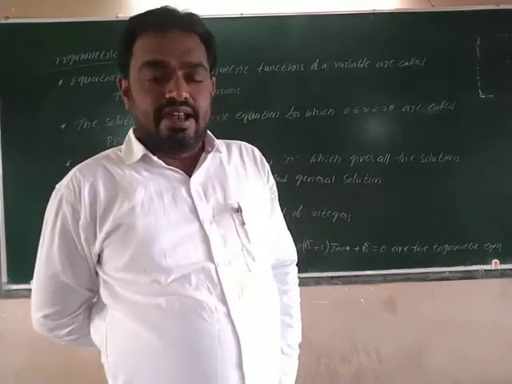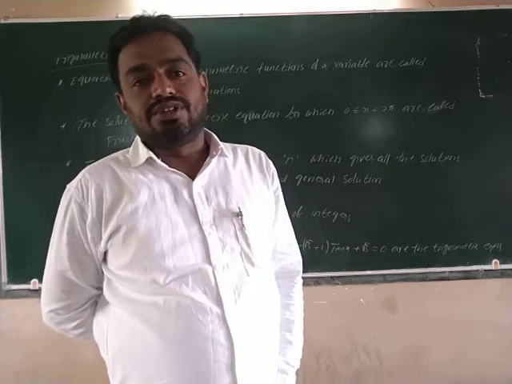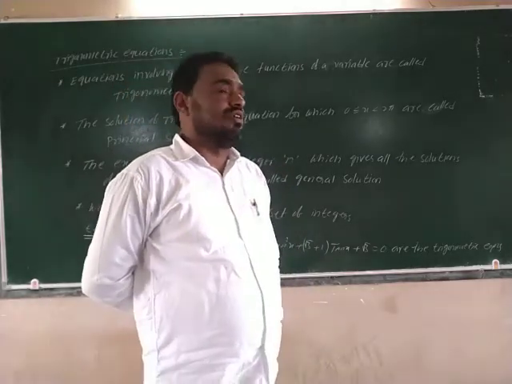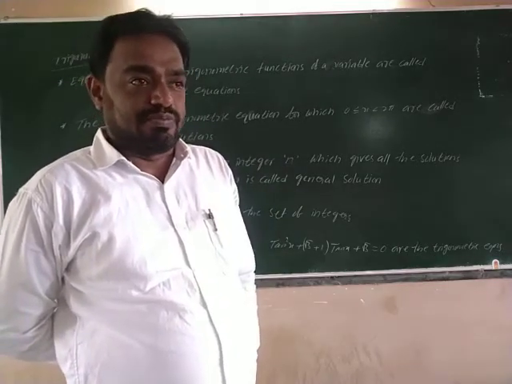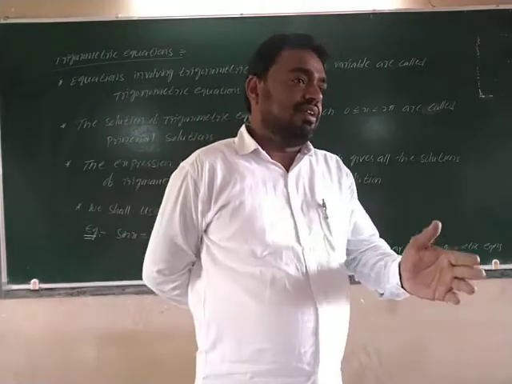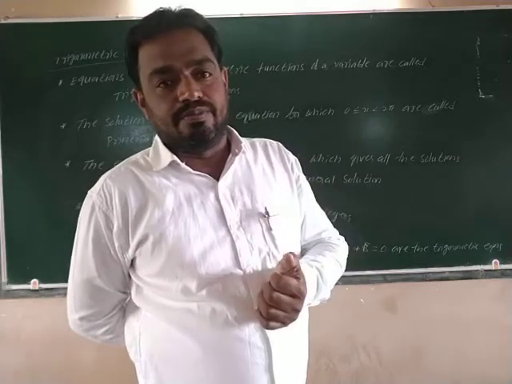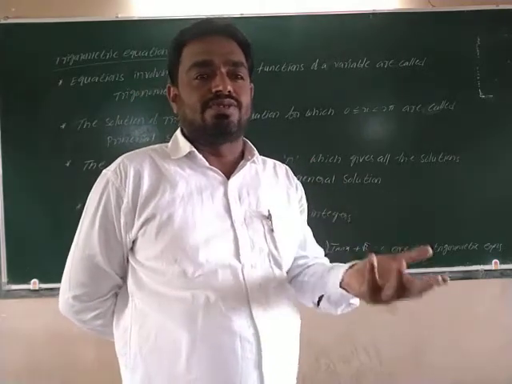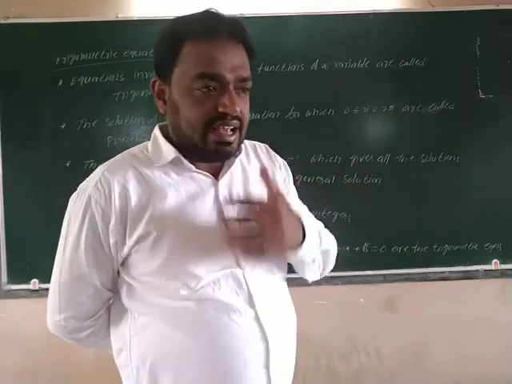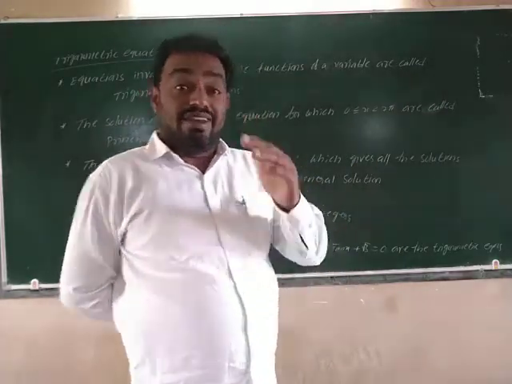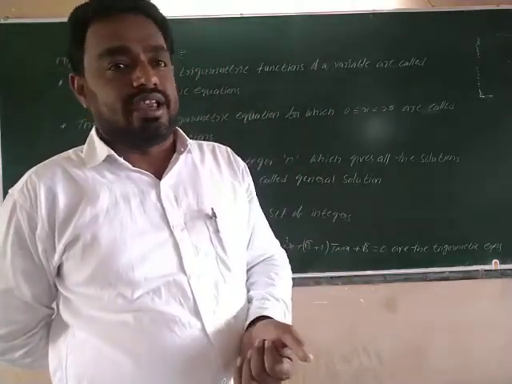What is the linear equation? ax plus b equal to 0. Quadratic equation, cubic equation, biquadratic equation, like that, so many polynomial equations, all these equations we know. Similarly, we have trigonometric equations. In the linear equation ax plus b equal to 0, what is the variable? x is the variable. Right? In the quadratic equation ax squared plus bx plus c equals 0, what is the variable? x is the variable. Similarly, if a trigonometric function has a variable, then those equations are called trigonometric equations.